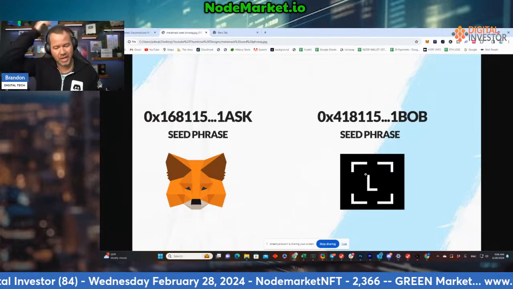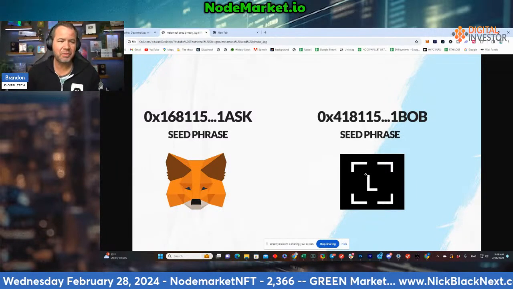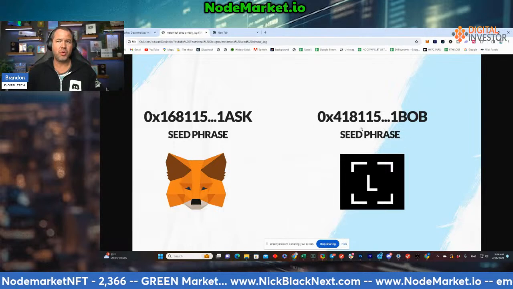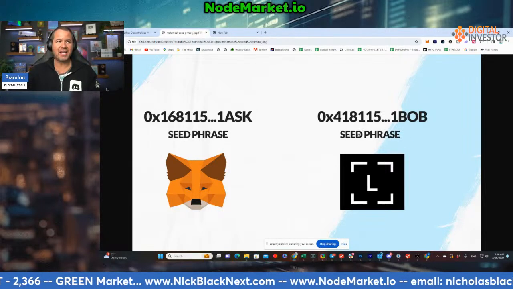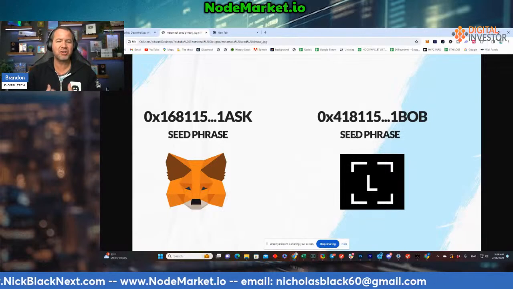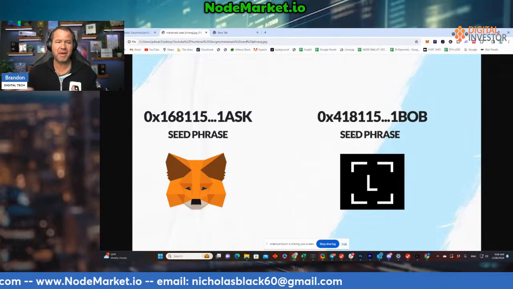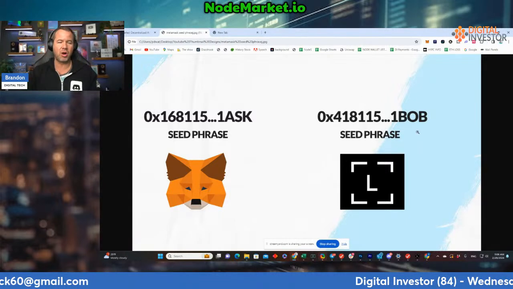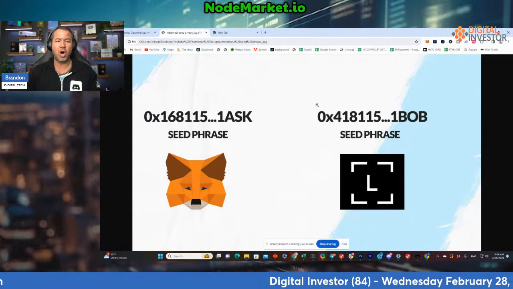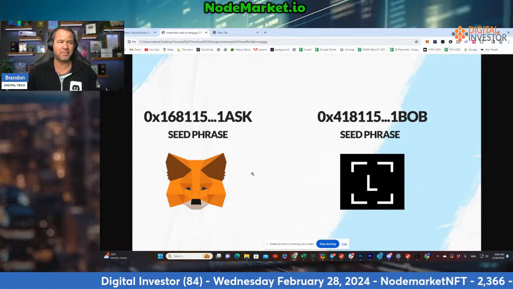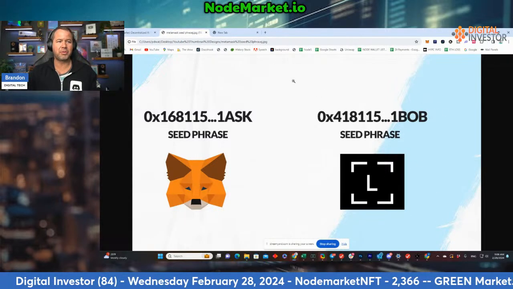Somebody asked yesterday in chat, when I list something on Node Market with my ledger, do I need to log back in and sign it as soon as the person goes to buy the transaction on Node Market? The answer is no. They don't need to sign back in, because you already signed the initial transaction, and that signature is on the blockchain. Just because it's on your ledger doesn't mean it's on your ledger. It's actually on the blockchain, okay? So there's a couple distinctions there.